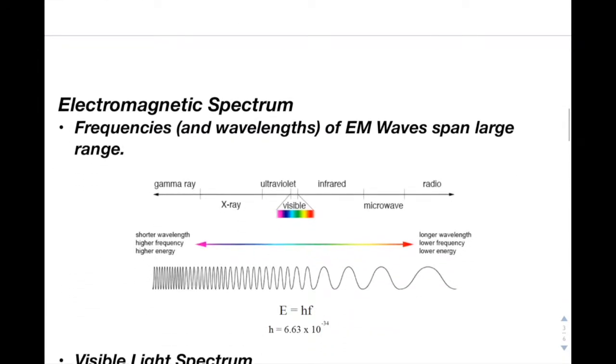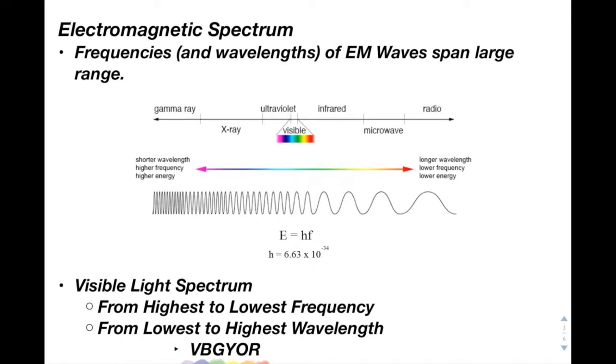So the next thing that we're going to talk about is the electromagnetic spectrum. And the electromagnetic spectrum is important because the frequencies for electromagnetic waves span a huge range, meaning that each type of electromagnetic wave has a different wavelength and a different frequency. And so as you can see in this diagram, the longer the wavelength, the lower the frequency and the lower the energy. And you can also see how we can denote this from this equation, E is equal to hf, where h is Planck's constant and f is the frequency of the wave. We can see that frequency is directly proportional to energy.